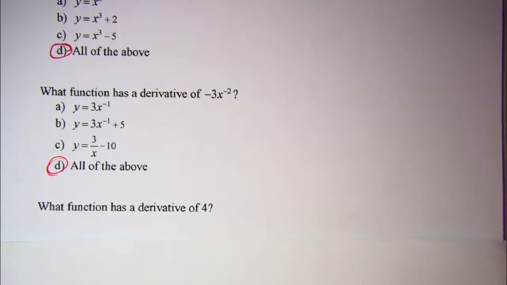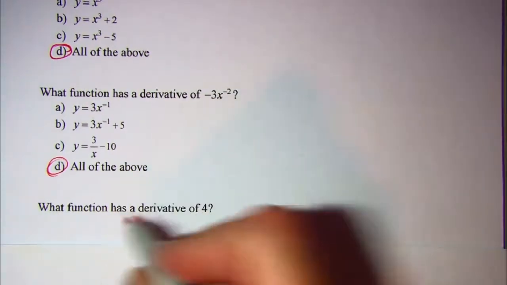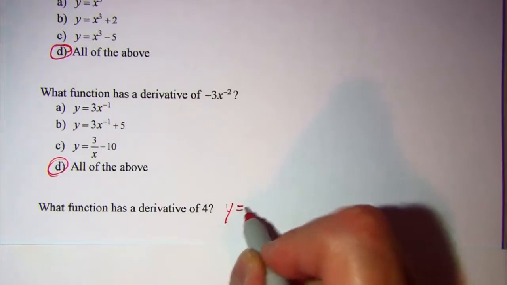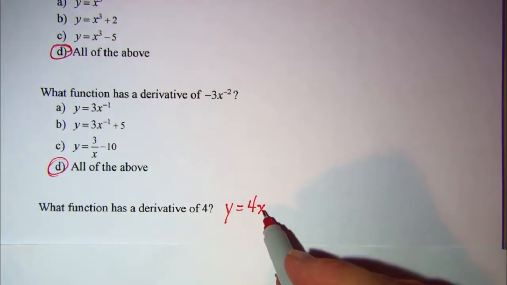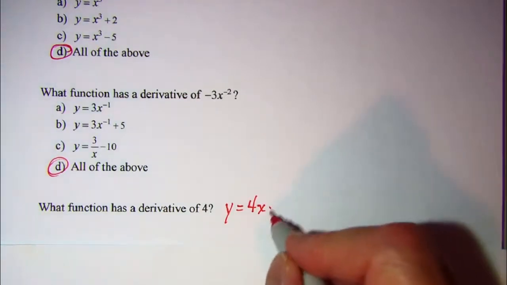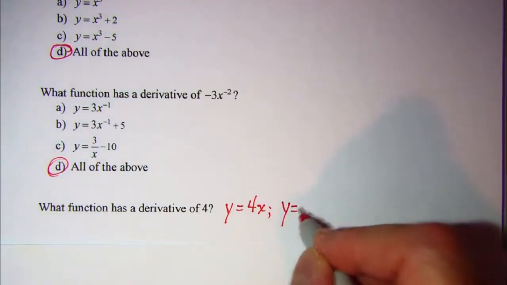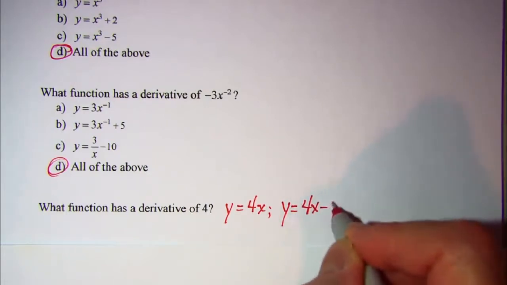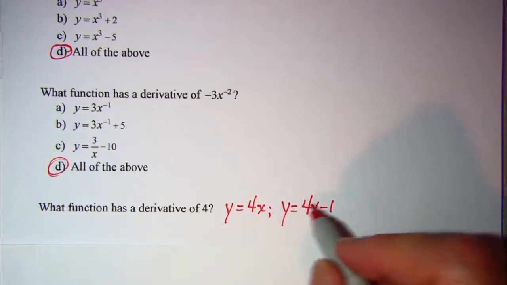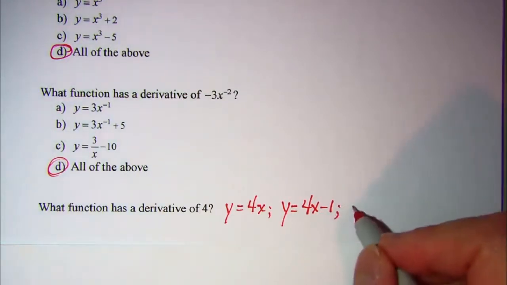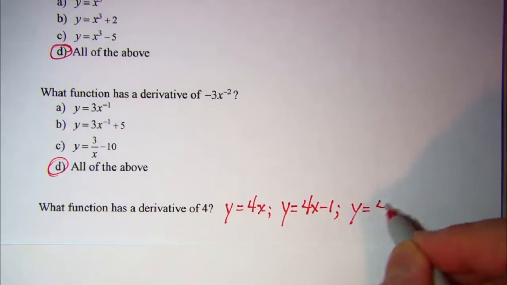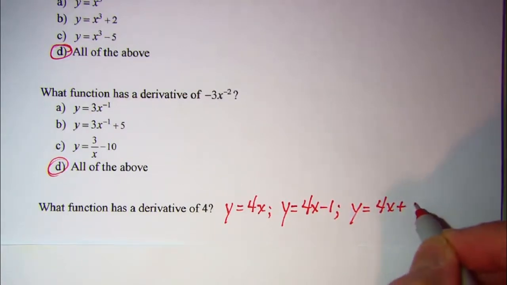So, what function has a derivative of 4? Here you could answer y equals 4x. That would have a derivative of 4. Or you could answer y equals 4x minus 1. That also has a derivative of 4. Or, for that matter, you could answer y equals 4x plus any constant.